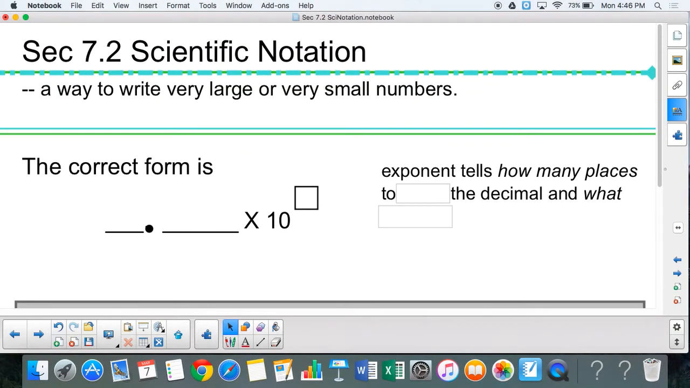The correct form for any number in scientific notation is one number, then the decimal point, then the rest of the numbers. This first number is going to be a number that's not 0, so 1 through 9. You're then going to times it by 10 to some power. And what that exponent does is tell you how many places to move the decimal and what direction it moves. Does it move to the left or to the right?